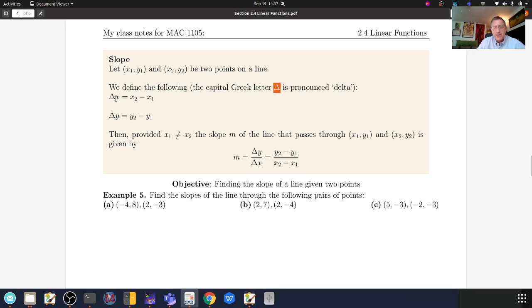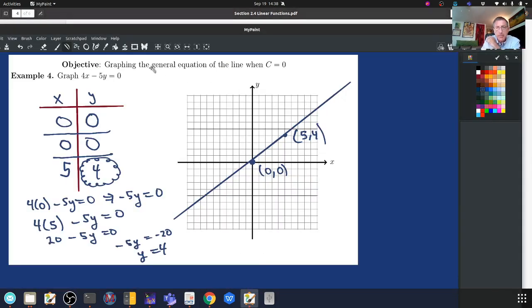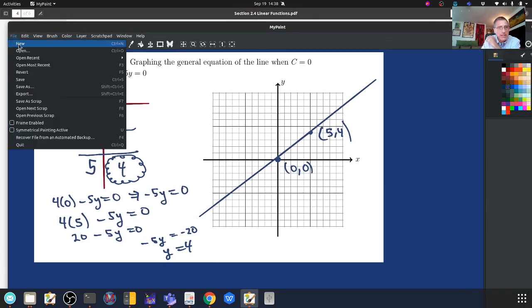That's the Greek letter delta. So when you see this symbol, you need to teach yourself to say delta x. This is delta y. So delta x is x2 minus x1, and delta y is y2 minus y1. And I'm going to give you, for those of you who will be going on to calculus eventually, what delta normally stands for informally.